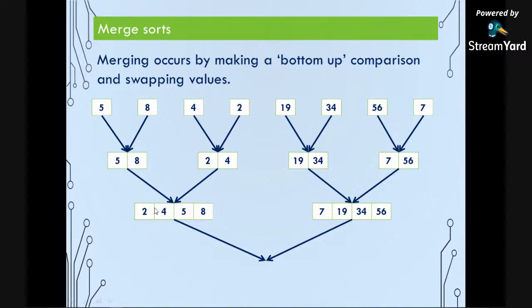Now because this list is empty, the rest of this array can just be added in because we know that this entire array here is in order. Okay, so now we have a sorted list. You can see that we don't have to do quite so many comparisons.